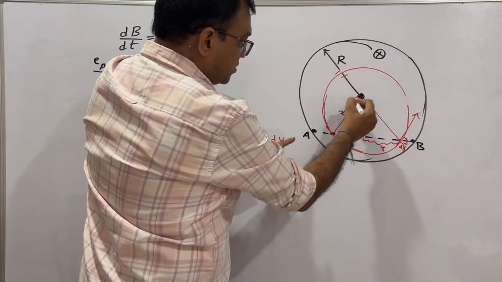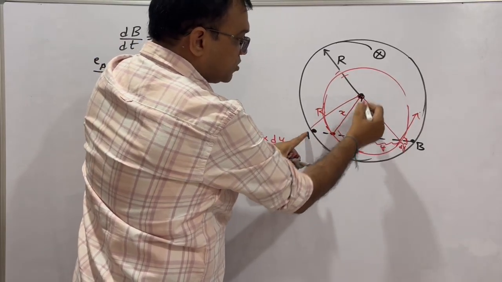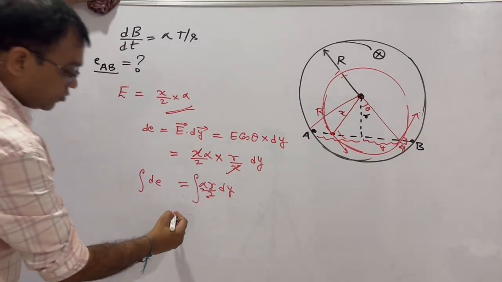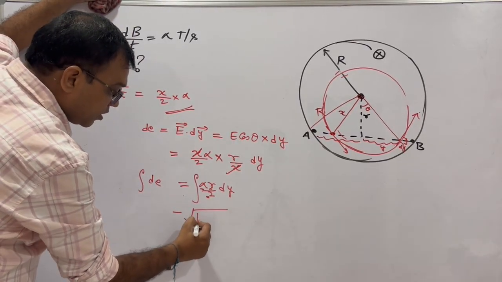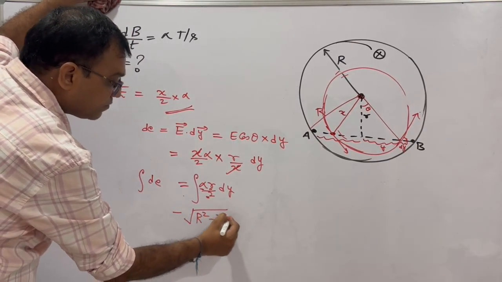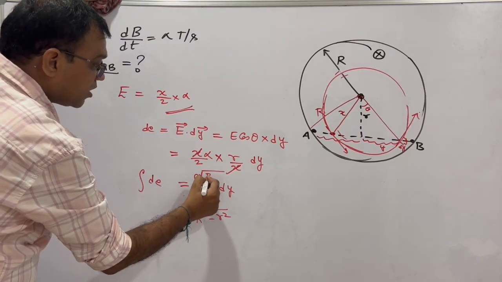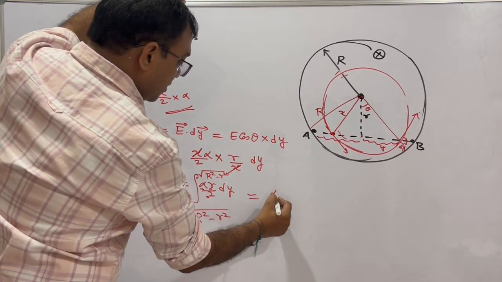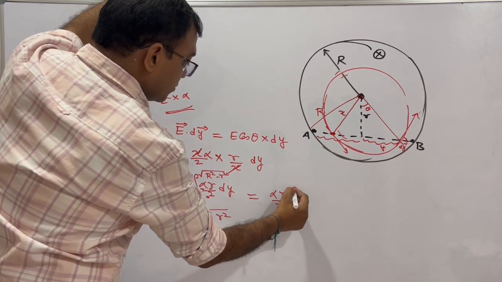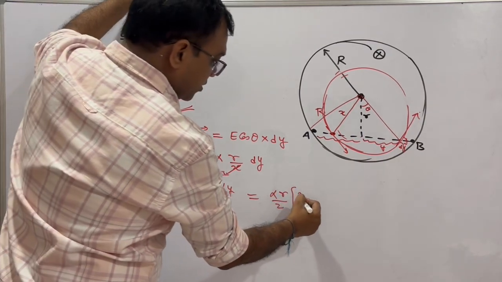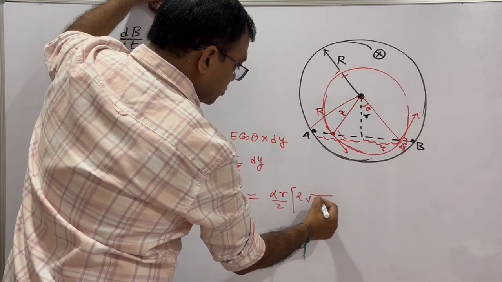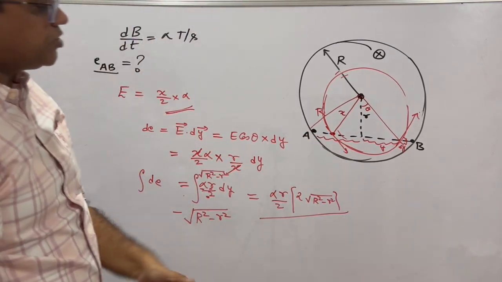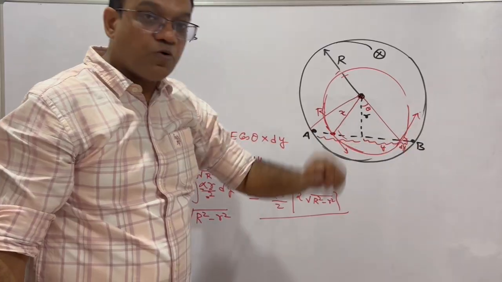Now this is given as small r, and this is big R. So what will be this distance? Under root R squared minus r squared. So it will become alpha r by 2 into under root R squared minus r squared, which is the answer. This is the potential difference between these 2 points.